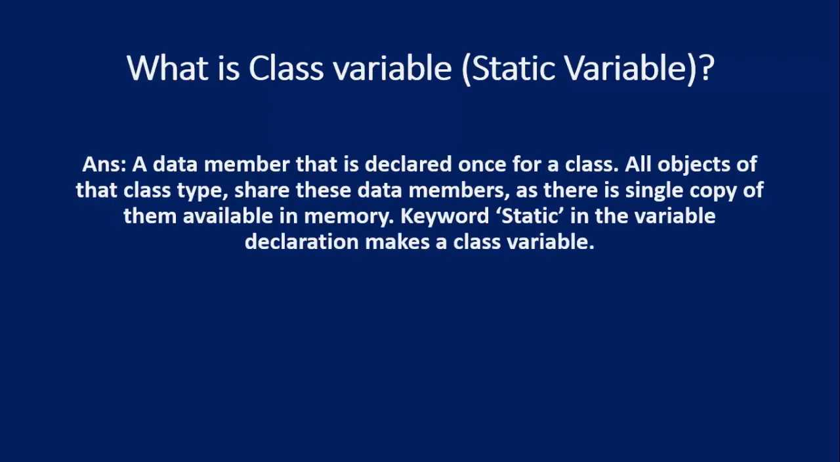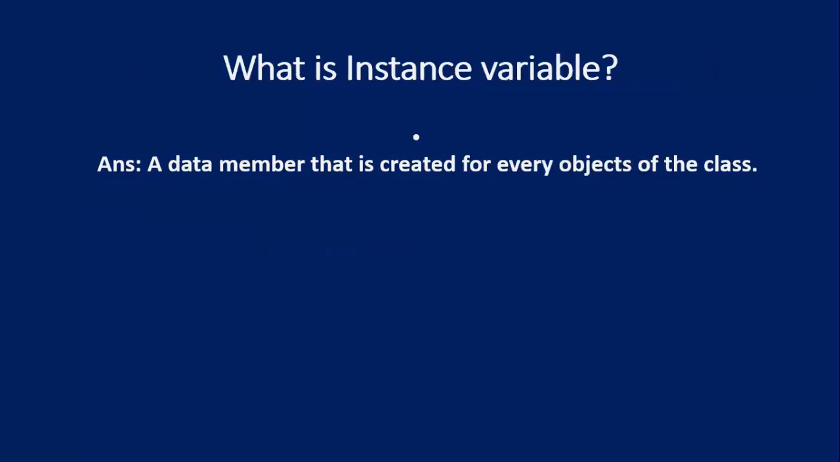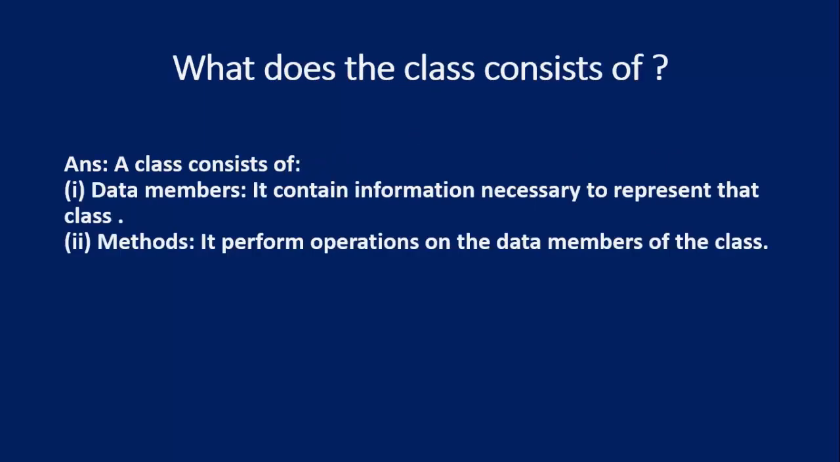What is a class variable? Otherwise called a static variable. A data member that is declared once for a class, and all objects of the class type share these data members as there is a single copy of them available in the memory. Whenever you have the keyword static, it is called a class variable. So static in the variable declaration makes a class variable. And what is an instance variable? A data member that is created for every object of the class is called an instance variable. What does a class consist of? It consists of data members and member methods. The data members contain the information necessary to represent the class, and the methods perform the operations on the data members of the class.